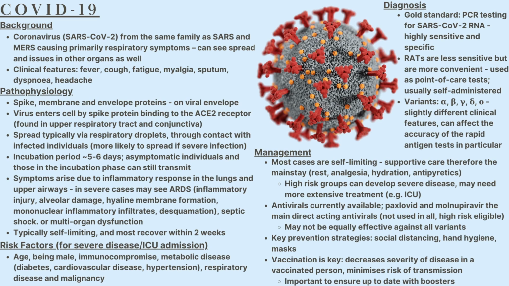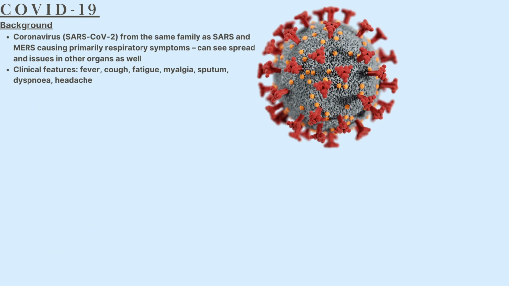This video is on COVID-19. COVID-19 is a coronavirus from the same family as SARS and MERS and causes primarily respiratory symptoms. However, we can see spread and issues in other organs as well. The key clinical features include fever, cough, fatigue, myalgia, increased sputum production, dyspnea, and headache.